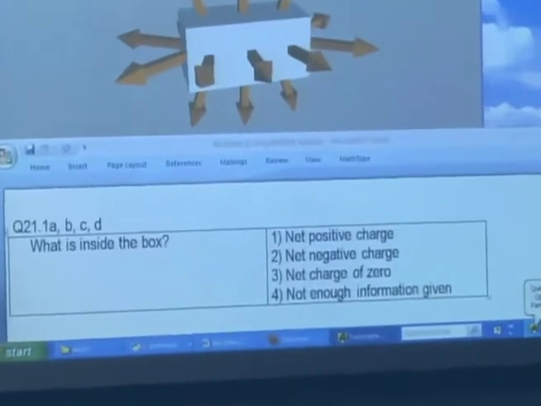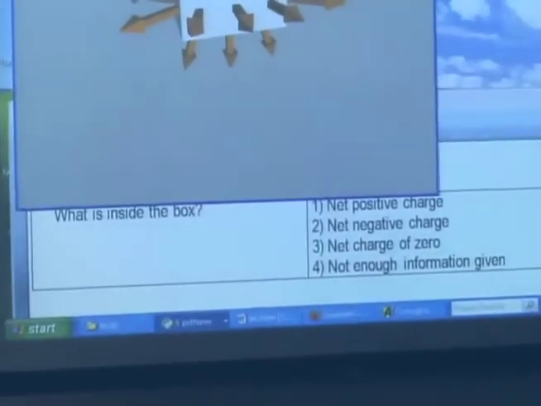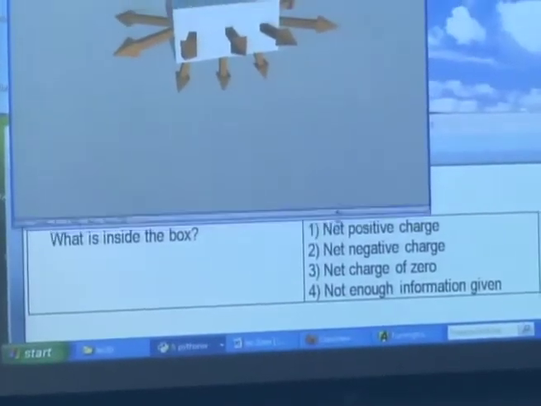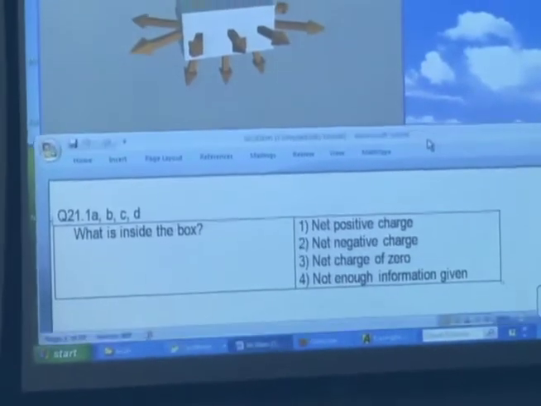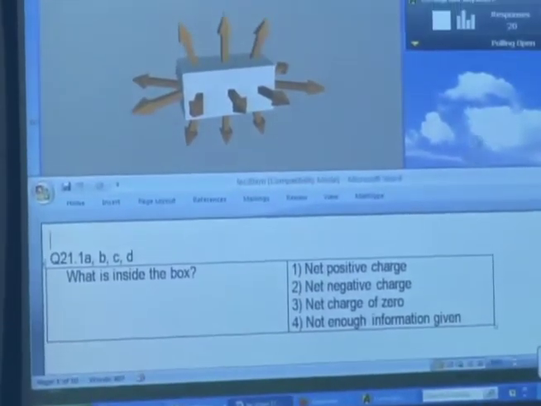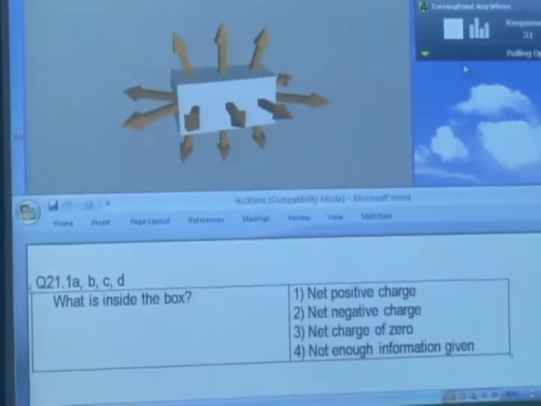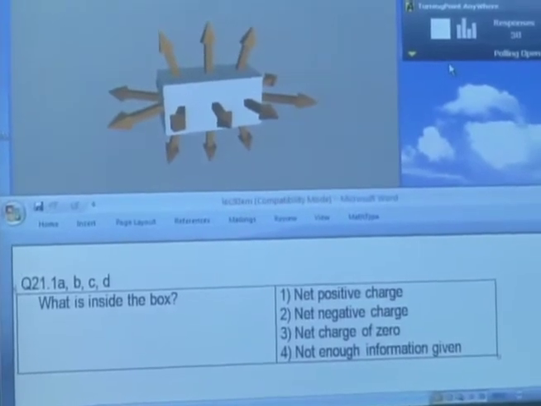And the options are net positive charge, net negative charge, net charge of 0, or there's just not enough information to figure out what's inside the box.